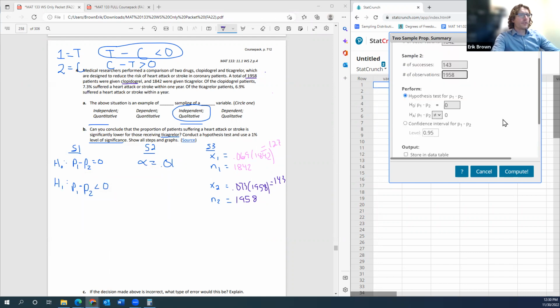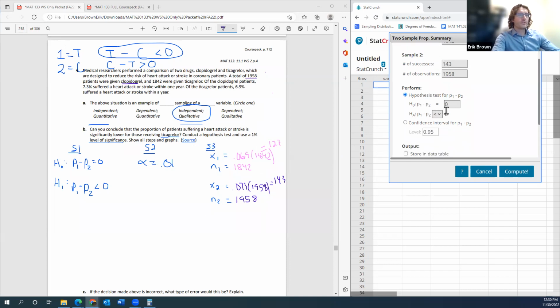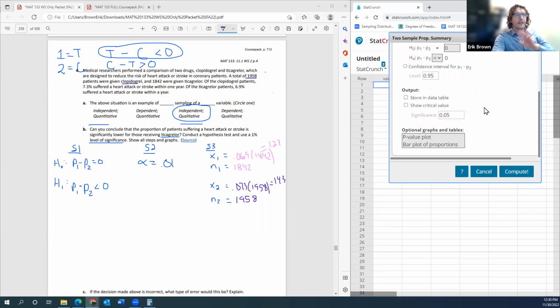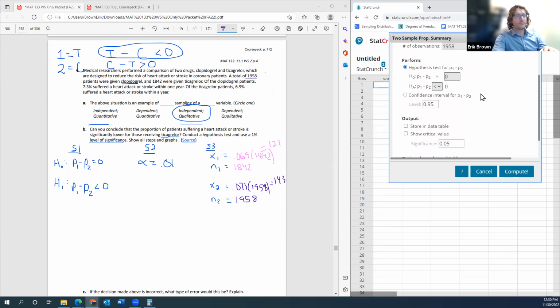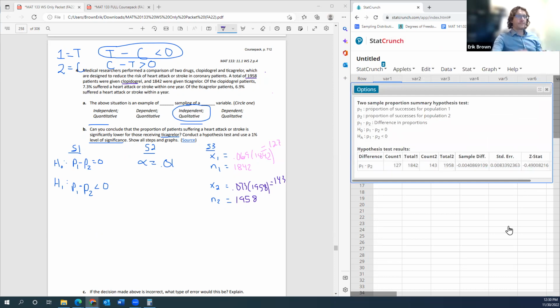The only other thing to note in here is that we need to change the inequality sign to match the one we've used. And it's important that whatever we put in here for sample 1 and sample 2 matches how we define samples 1 and 2 in the problem. Otherwise, we'd have to switch the inequality. There is a way to change test 0. We don't worry about that in this class. So you're always going to leave this at 0. Click compute, and there's your stuff.